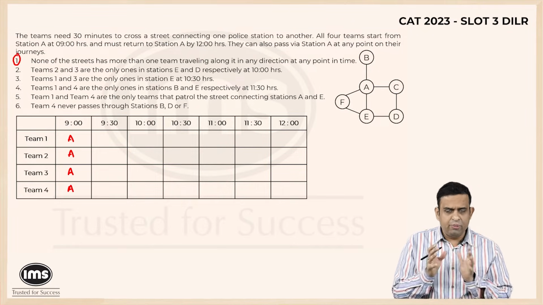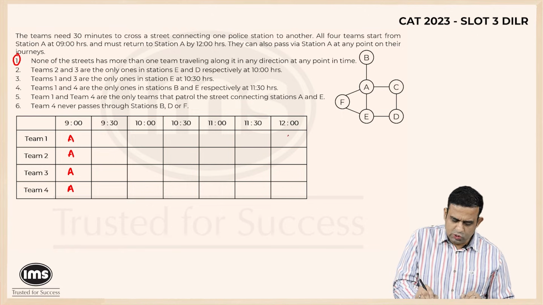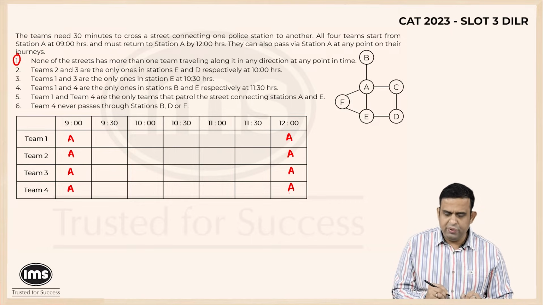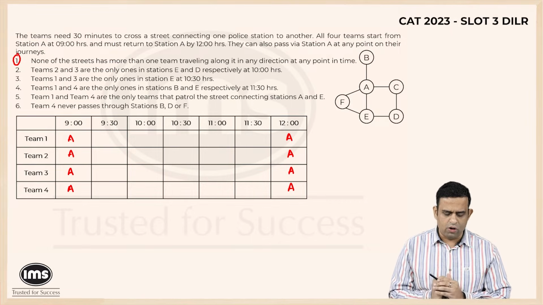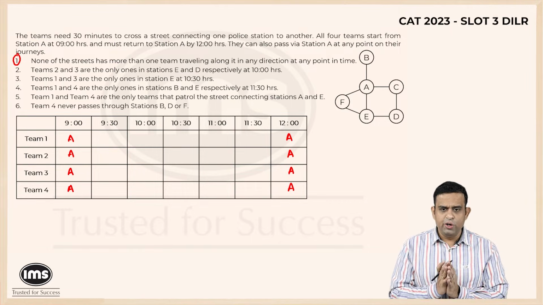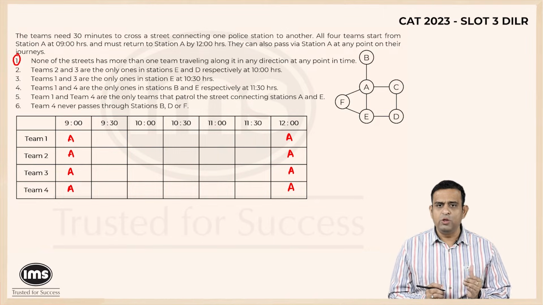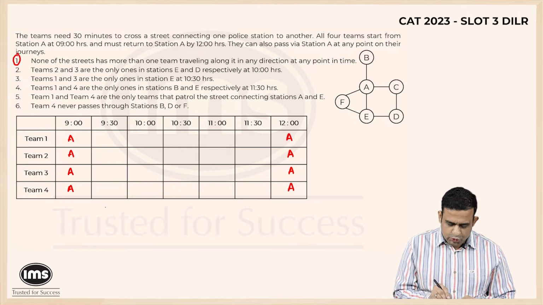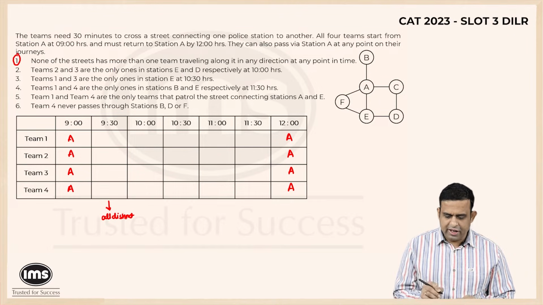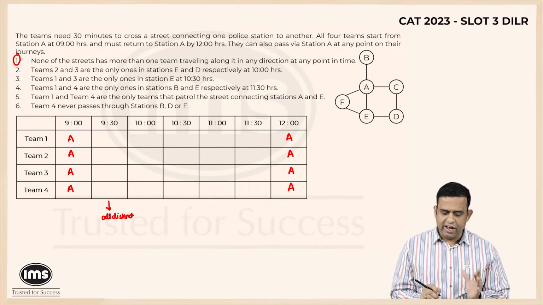At 12 o'clock they must return to station A, so teams 1, 2, 3, 4 must be at station A at 12 o'clock. Now understand, as I told you, that between 9 to 9:30 each of the teams has to travel to a different station. So over here at 9:30 one can say it has to be all distinct. One can say it will be B, C, E or F.